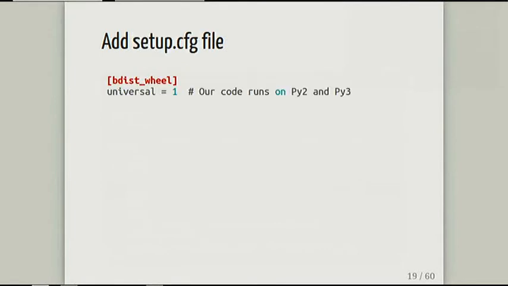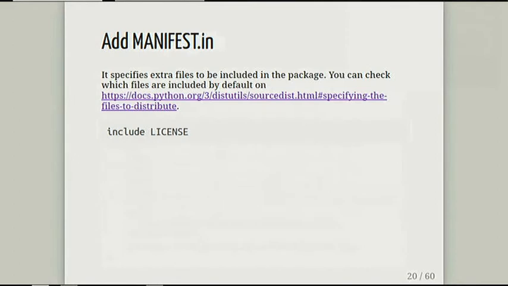Add a setup.cfg file. This tells pip that our package works on Python 2 and Python 3. I'm not going to go into details, just, if that's the case, add the setup file. Add a manifest.in file as well.